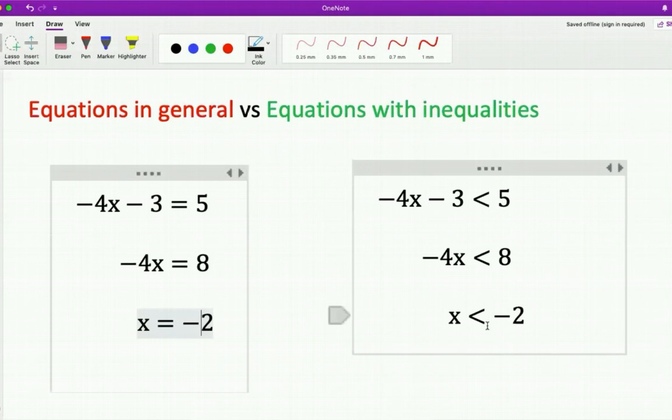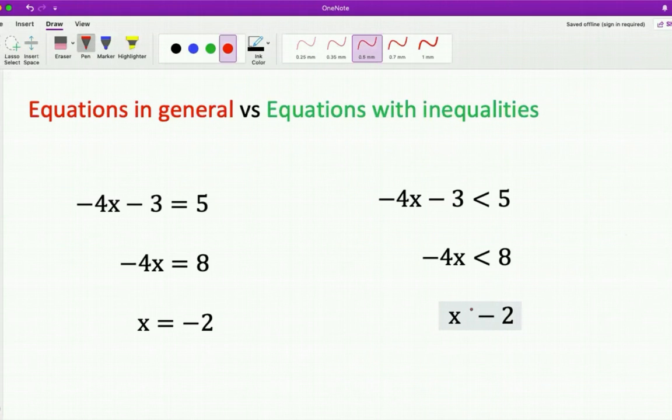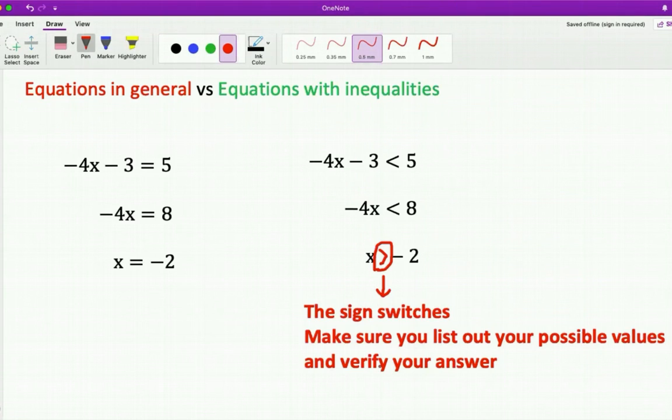If I want to make this negative, I need to make x at least positive. That's why I need to flip the sign for this one. I cannot say x is less than negative 2. I need to say x is greater than negative 2. So the sign switches in this example. Make sure you list out your possible values and verify your answers when you're solving equations with inequalities.